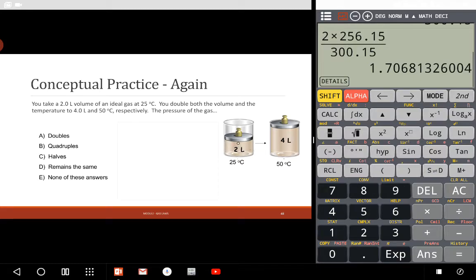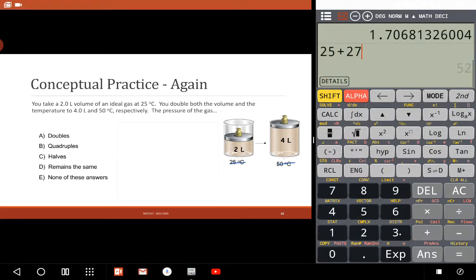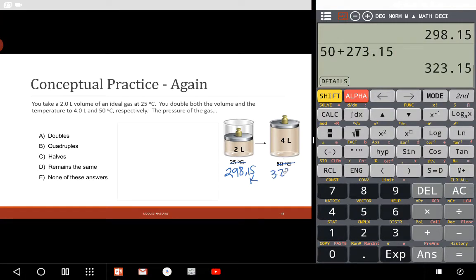Okay, so let's go over this. I'm going to solve this problem mathematically because I know that these temperatures really need to be in Kelvin. Though we are doubling the Celsius temperature, we are not doubling the Kelvin temperature. And that's going to make a big difference. And so that's 323.15 Kelvin. So we know that we are doubling. We're going to start with our combined gas law since we've got a lot of things changing.